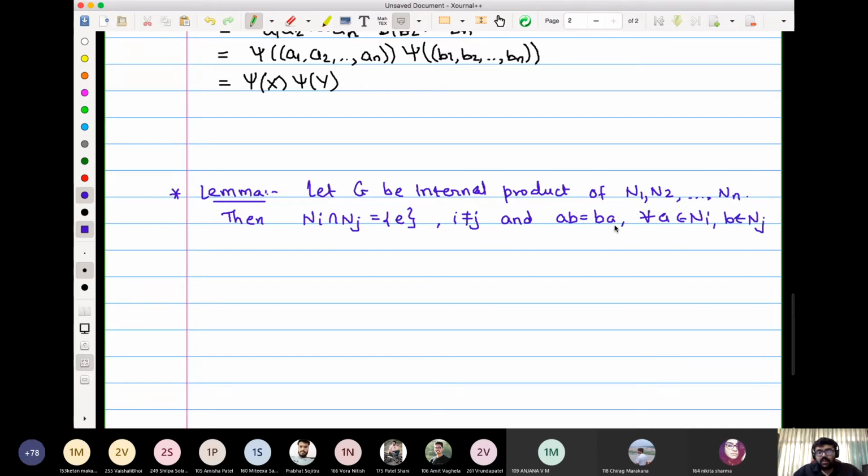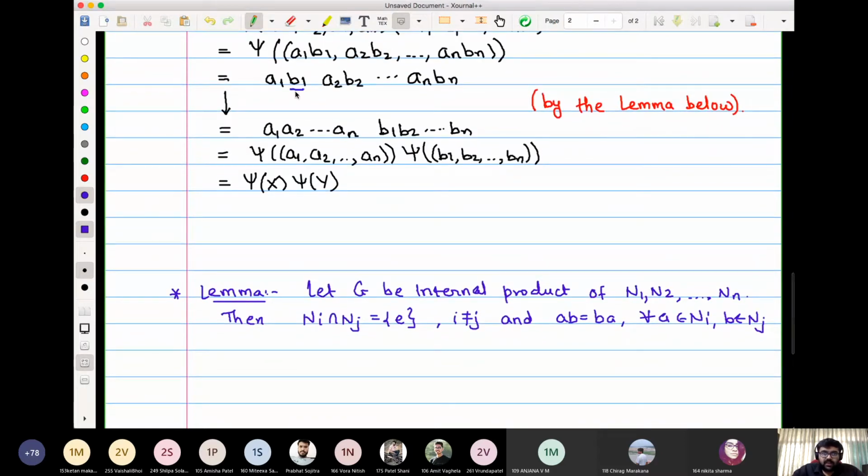Yes, so two elements, if they are from different components, they commute. So here B1 is in N1 and A2 is in where? A2 is in N2. And so by this result, by this lemma, we can say that B1A2 equals A2B1.